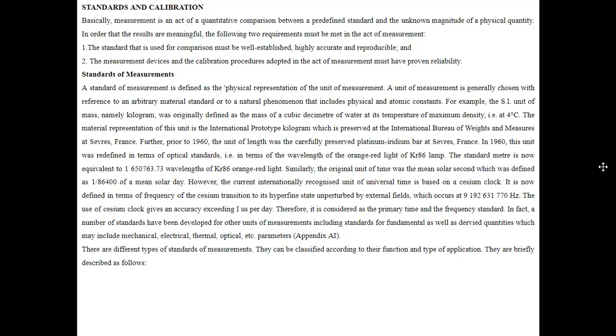In fact, a number of standards have been developed for other units of measurements, including standards for fundamental as well as derived quantities, which may include mechanical, electrical, thermal, optical, etc. There are different types of standards of measurement. They can be classified according to their function and type of application. They are briefly described as follows.